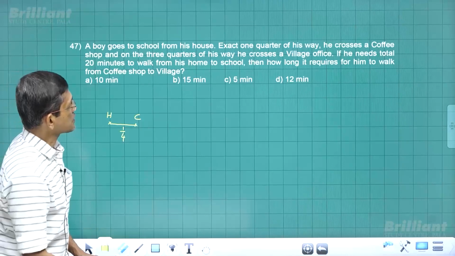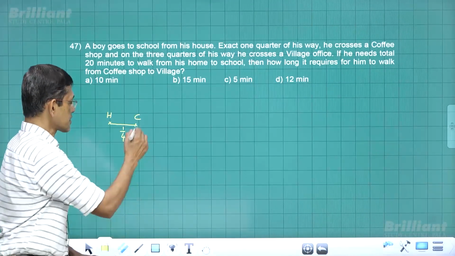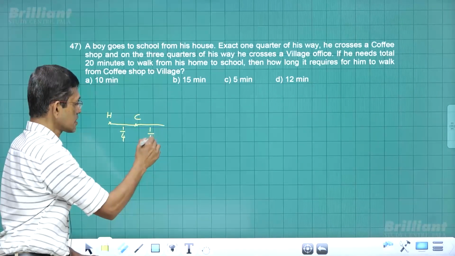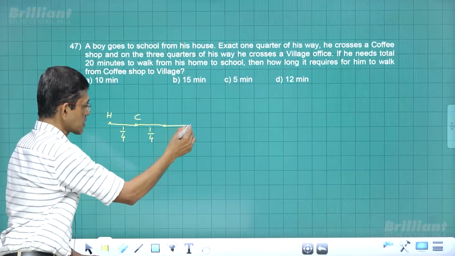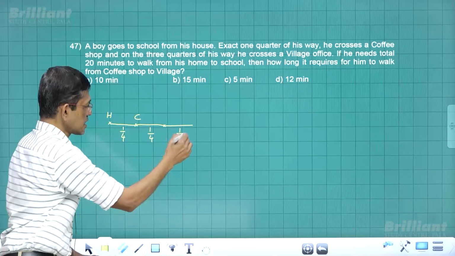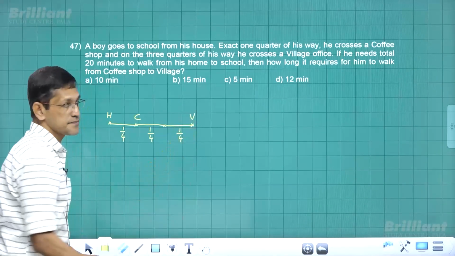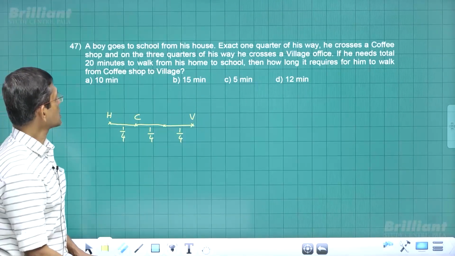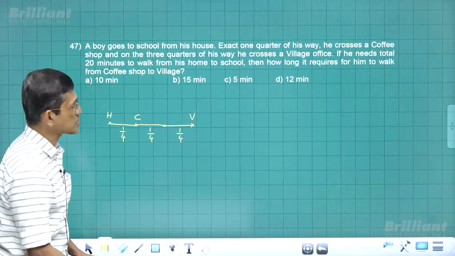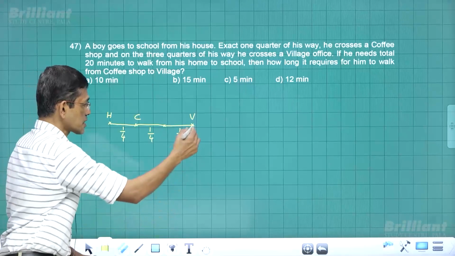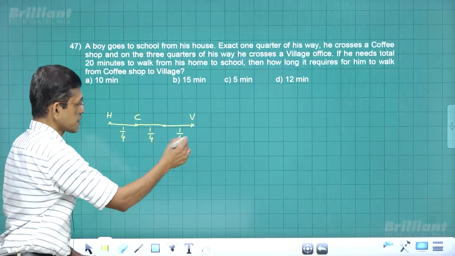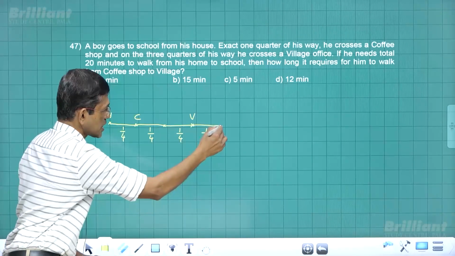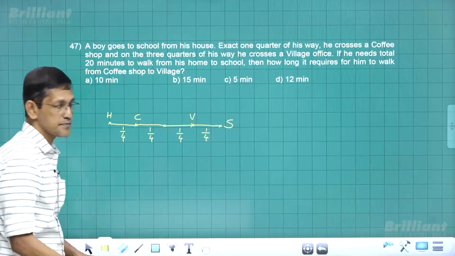And on the three quarters of his way, he crosses a village office. Three quarters. So here it's one quarter, there's another quarter, then we have one more quarter. So three quarters of his way, he crosses a village office. If he needs a total of 20 minutes to walk from his home to school, so he needs what? This is one fourth, one fourth, one fourth. Now we have another one fourth. So that is where his school is supposed to be.